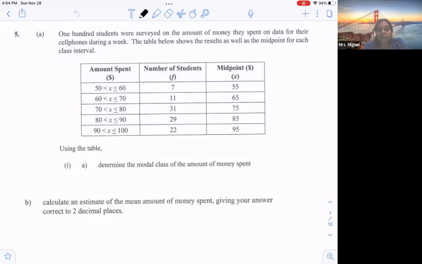Now, we have the amount of money spent, the number of students, the midpoint. Using the table, determine the modal class. So the modal class is determined by the class with the highest frequency value. Could somebody tell me which class has the highest frequency value or the highest F value? Anyone? Which class has the highest value here? Nicole? Look at the F values. Tell me which one is the largest.